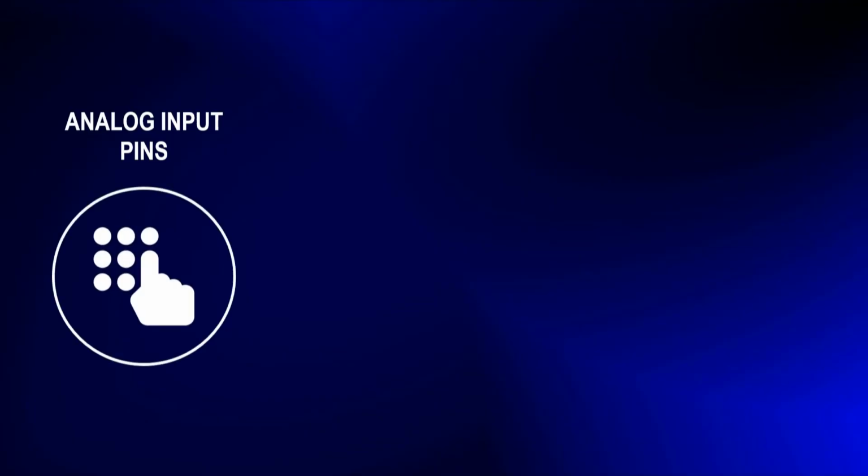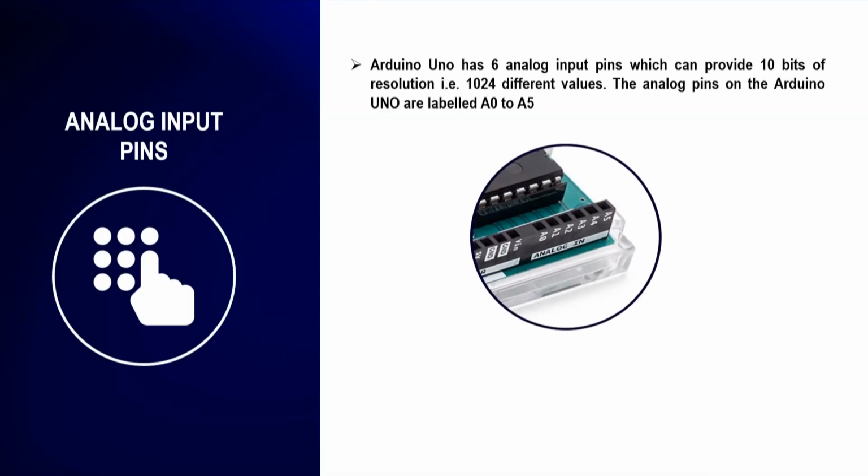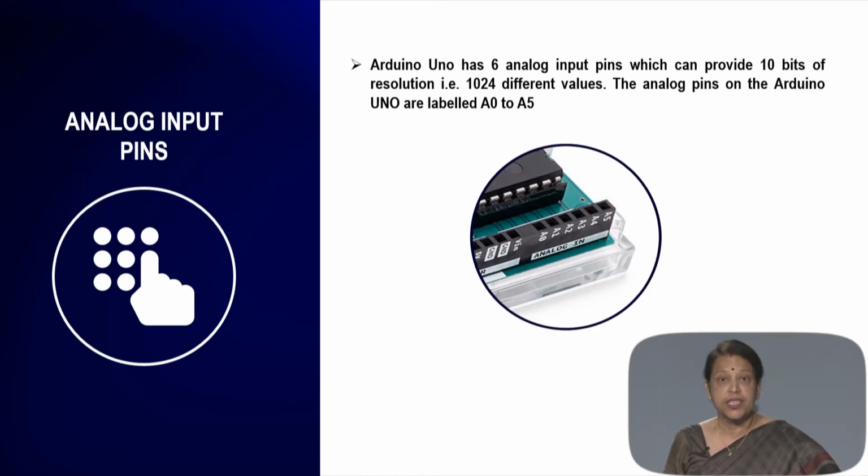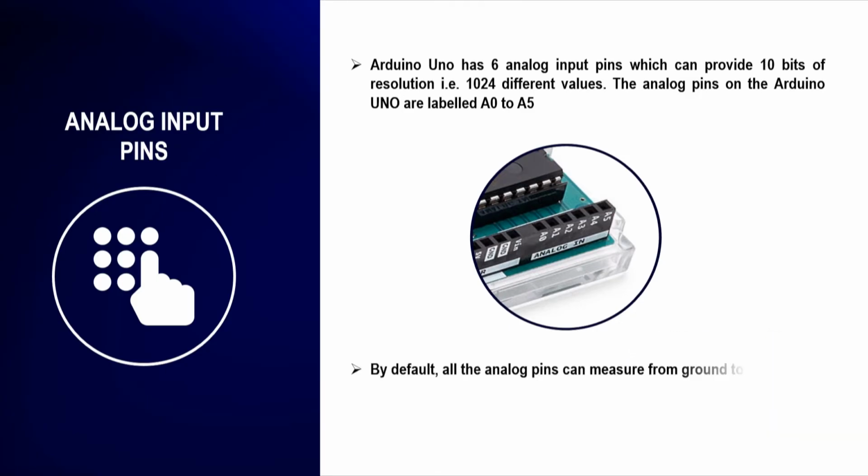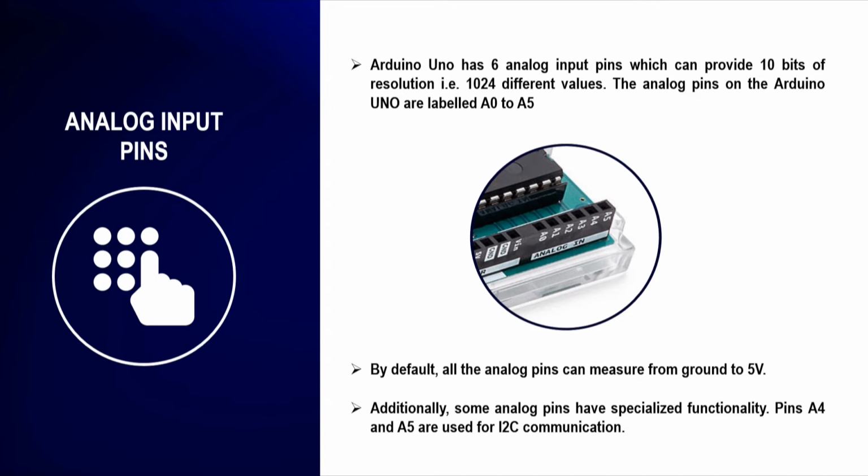Now, about the 6 analog inputs, there are 6 analog input pins which have 10 bits of resolution, that is 1024, 2 to the power 10 different values. The analog pins on the Arduino are labeled A0 to A5. By default, all the analog pins can measure from ground, that is 0 volt, to 5 volt. Additionally, some analog pins have specialized functionality. For example, some analog pins are used for I2C, UART and SPI applications.